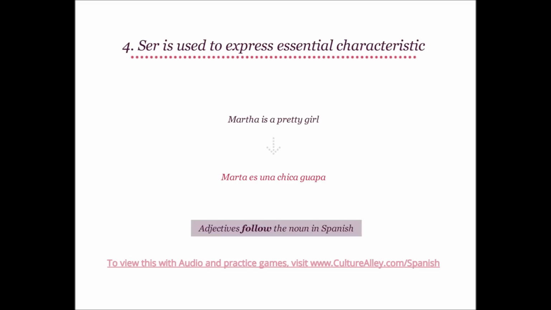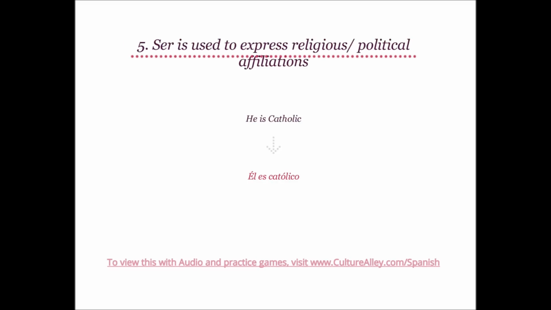Marta es una chica guapa, where pretty translates to guapa. Good. Remember, in Spanish, adjectives of description usually follow the noun. Hence, pretty girl becomes chica guapa and not guapa chica. Great. Let's now look at the fifth scenario.